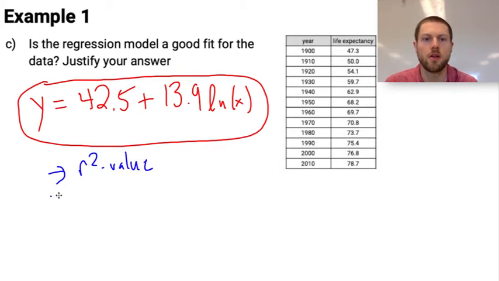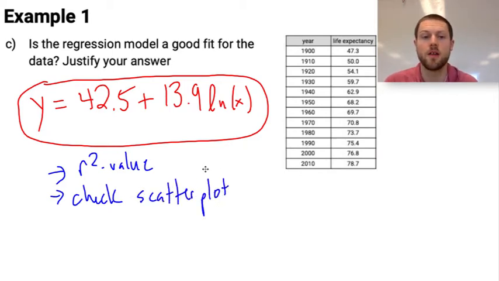Number 1 is we have to take a look at the r squared value, see how strong that is. We want close to 1. We're going to check the scatter plot, make sure that it kind of looks logarithmic. And then finally, we're going to take a look at whatever the situation is for this model.